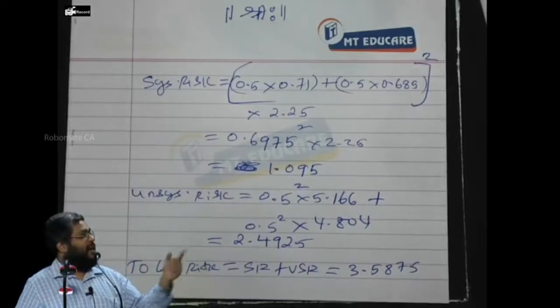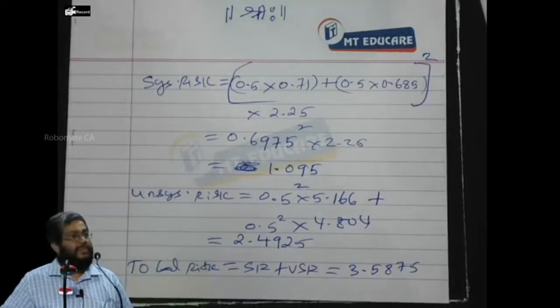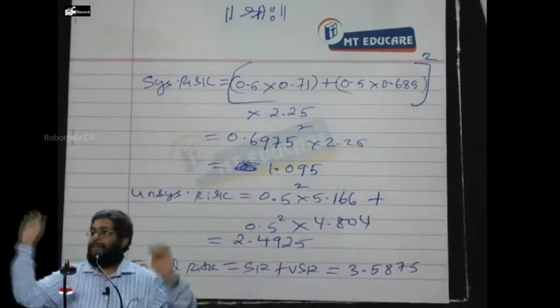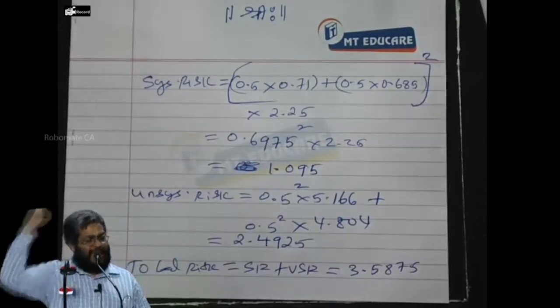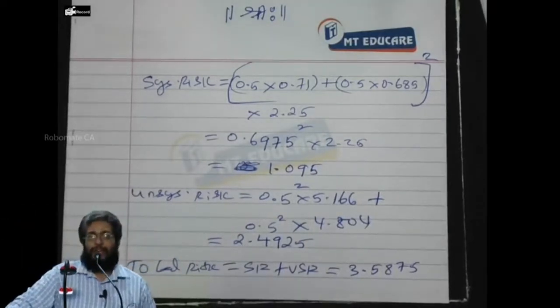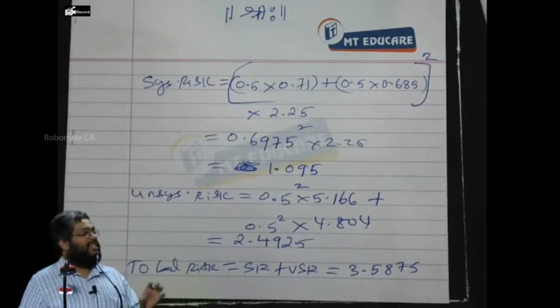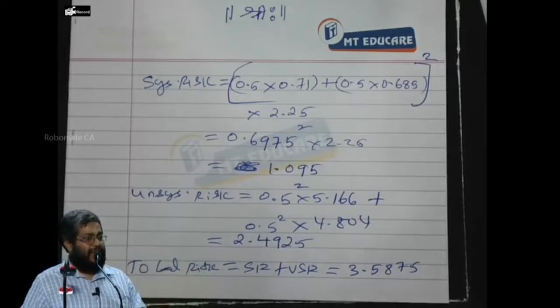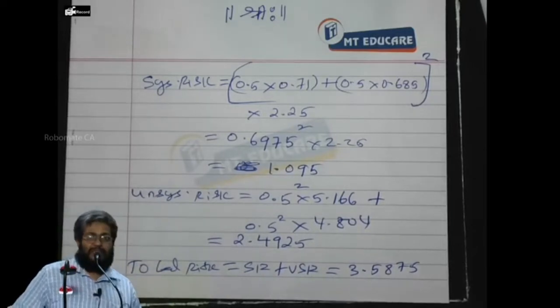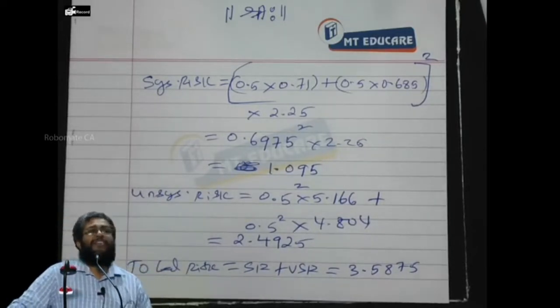Please listen. Are you following or not? Right or not? Next. What is the variance of a security? V is equal to beta square sigma m square plus sigma ei square. Beta square sigma m square is called what? Systematic risk. And sigma ei square is called what? Unsystematic risk.